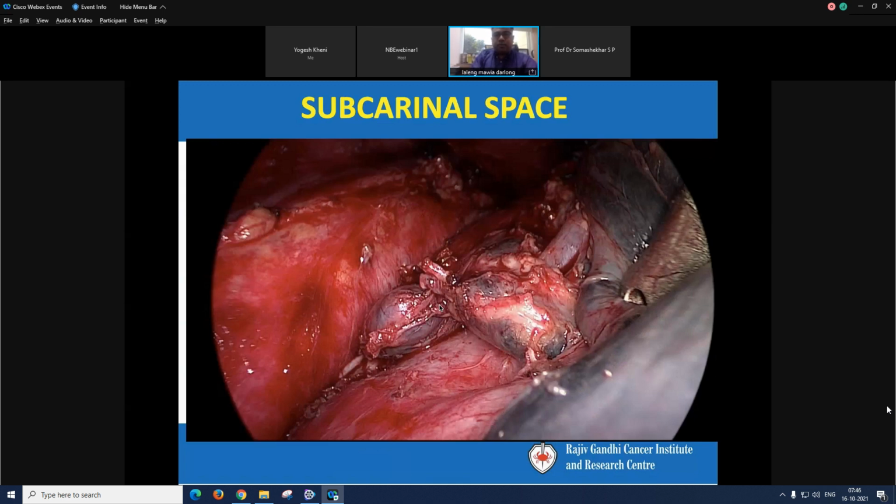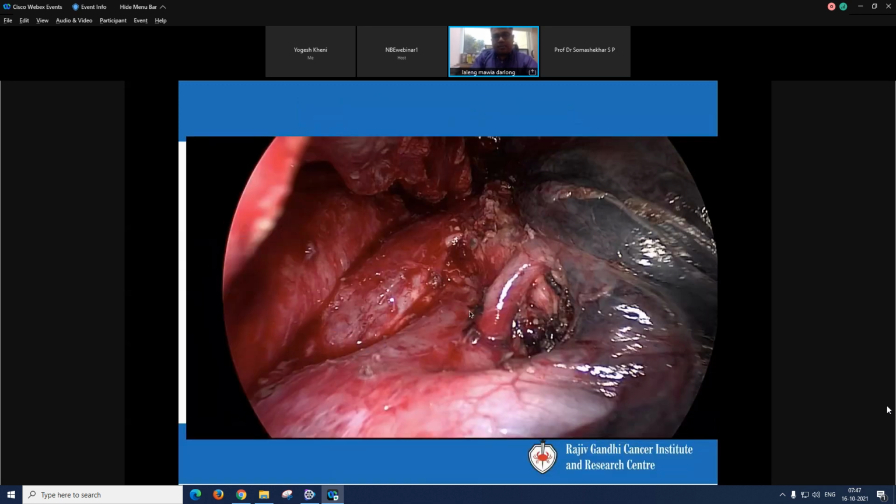Since we know that lymph node dissection is an essential component, especially level 7, in lung cancer surgery, we might sometimes encounter anomalies. It's important that we are very sure we are not just going buzzing in this subcarinal area with our harmonic scalpel or other instruments, but dissecting it carefully to look for any anomalies. Like in this case, we are seeing an anomalous pulmonary vein in the subcarinal area.